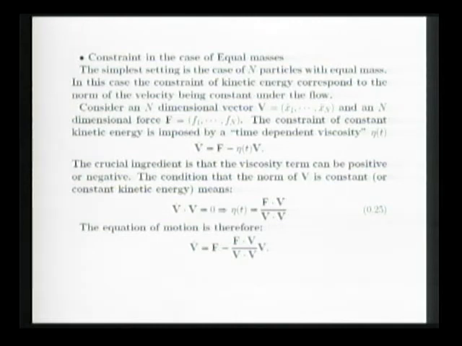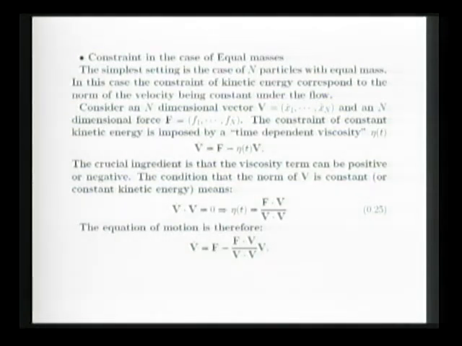I have an n-dimensional force, F equals (F1 through Fn). And I'll have a constraint of kinetic energy imposed by some sort of time-dependent viscosity, eta of t. So V dot is equal to F minus eta of t times V. And I'd like that eta of t to be such that the system has constant kinetic energy. That's simple enough. So I want the norm of V to be constant, or V dot V to be equal to 0. I can solve for eta, and I get this equation over here, which is rather simple, but it's a rather beautiful equation, actually.